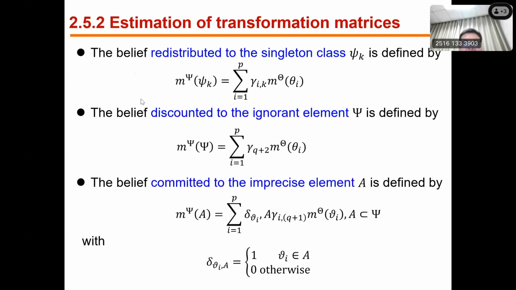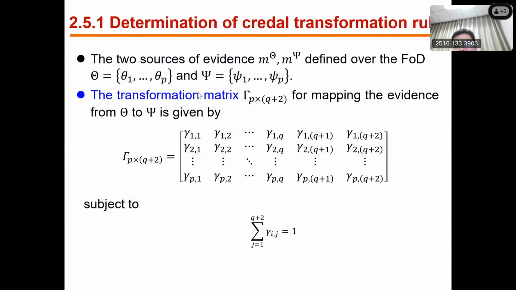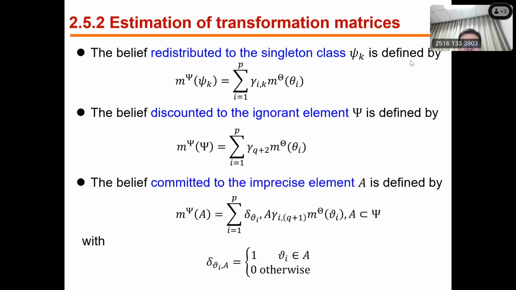Okay, once this transfer matrix is available, we can do some belief redistribution to transfer the mass, the beliefs in the different frames, to a common frame. Okay, do something like this.